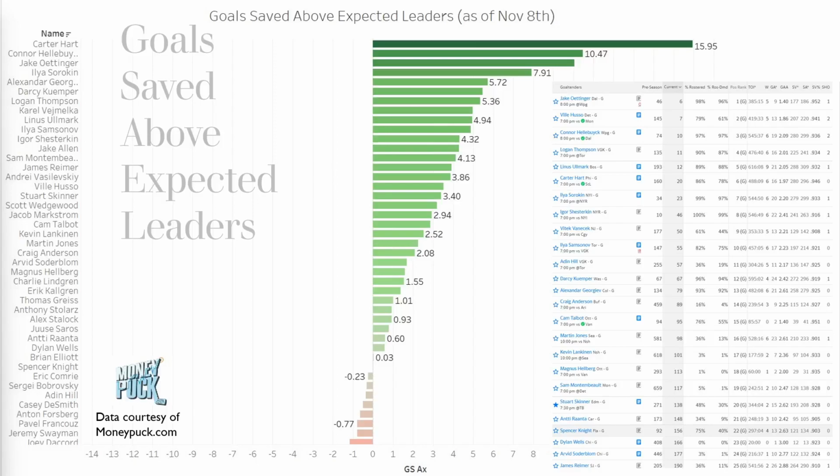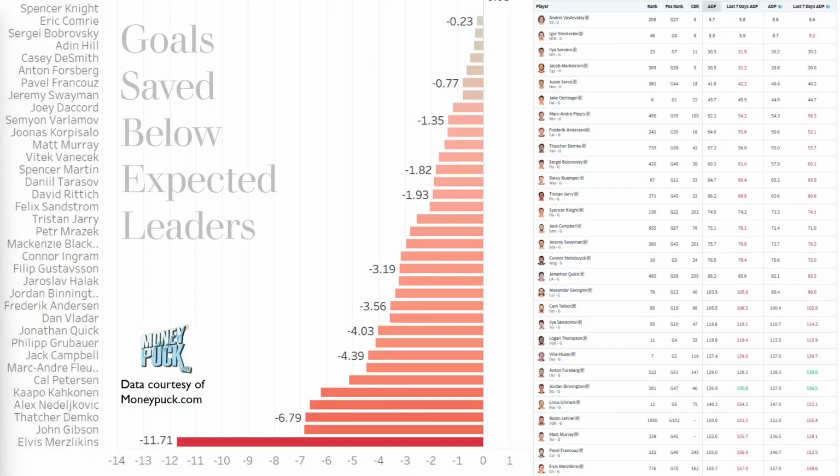But what about the opposite? What about goalies who are playing awful and are droppable? So what you see here is the opposite. It's goals saved below expected, and on the right is the ADP for goalies this year. So you see some interesting names on this list.